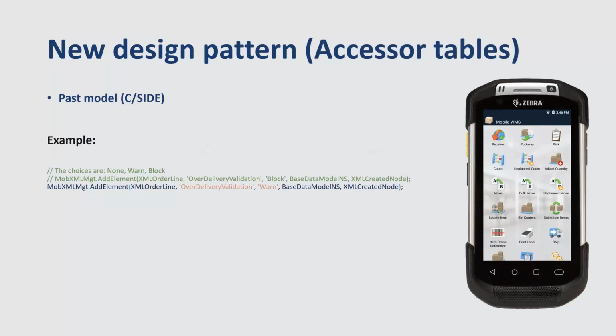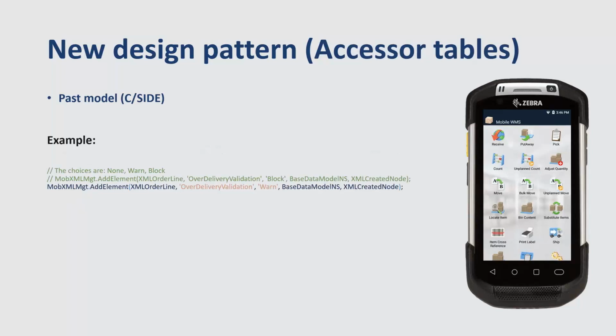So in this example from C-side, you'd go into the code, comment out the line of the value you didn't want to send to the mobile device, and put in your own line. So in this example, we change over delivery validation from block to 1.